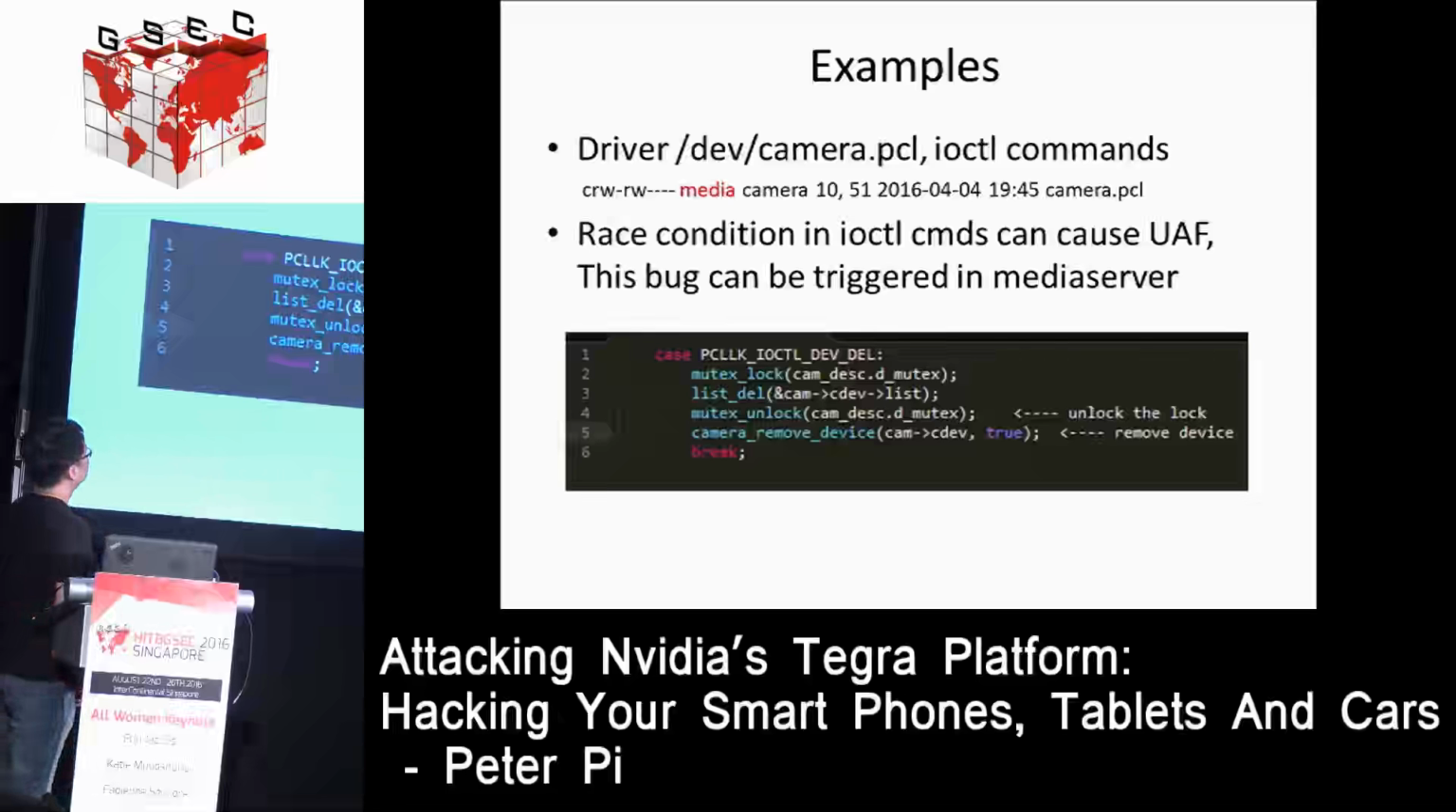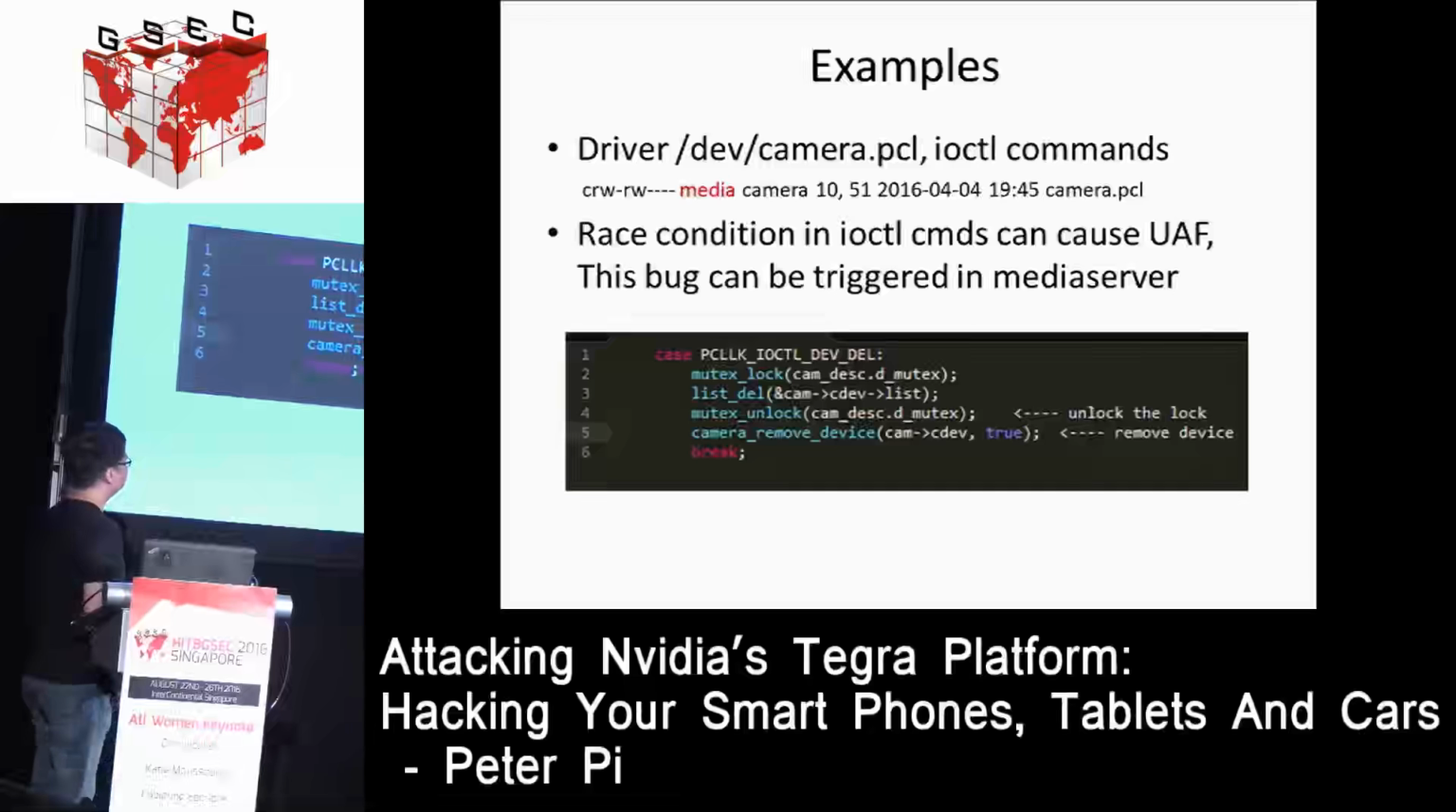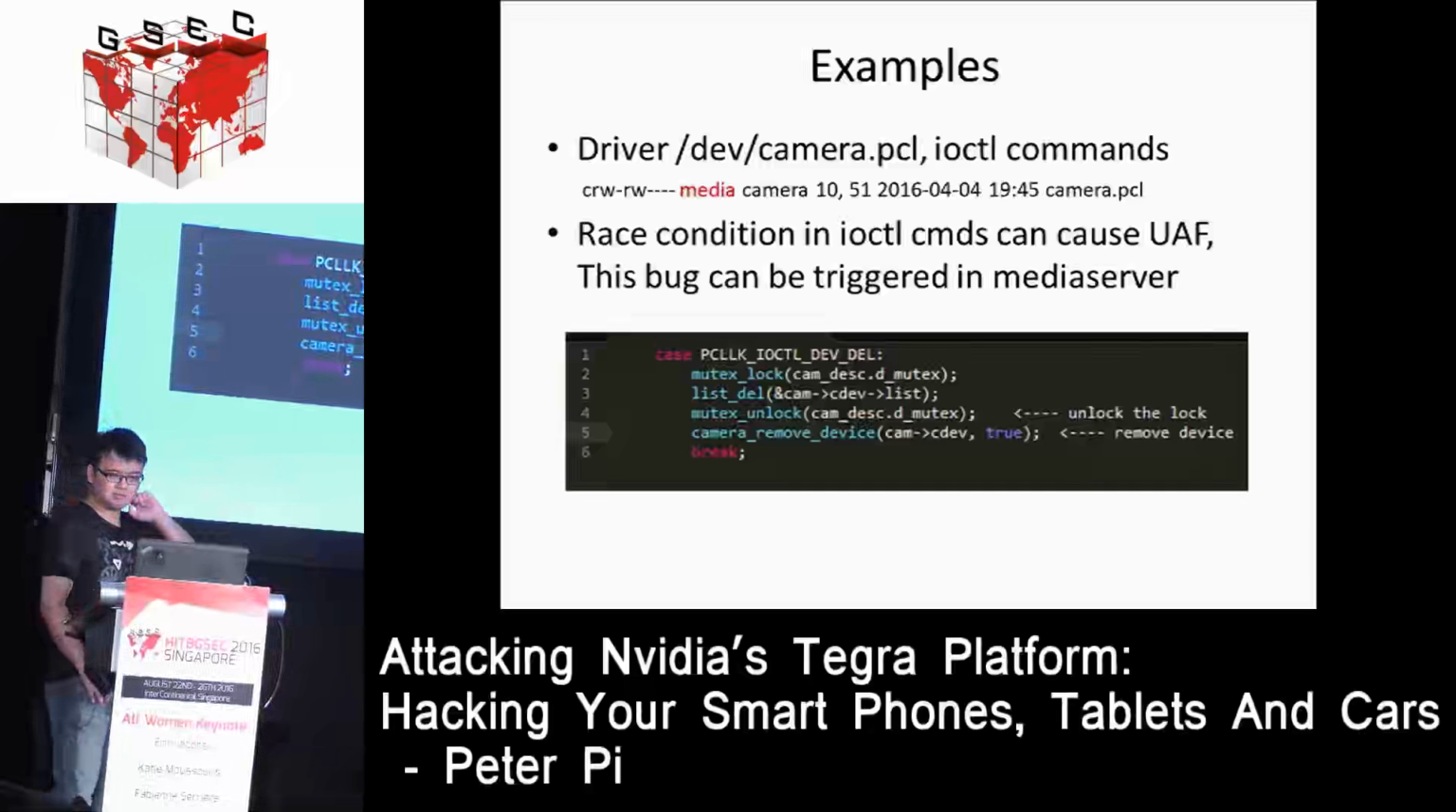This bug is in the camera driver. The camera driver can be accessed in the mediaserver process. It needs a privilege, media or camera. This bug is a race condition bug. You can see the source. When handling one IO control command, the scope of the mutex is not very good. The lock doesn't protect the camera remote device, so it can cause a use after free.